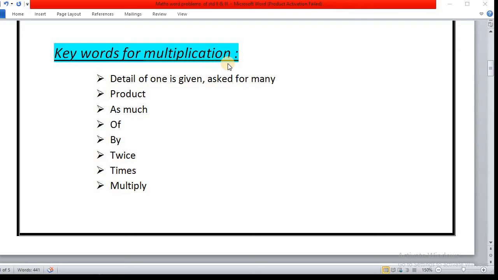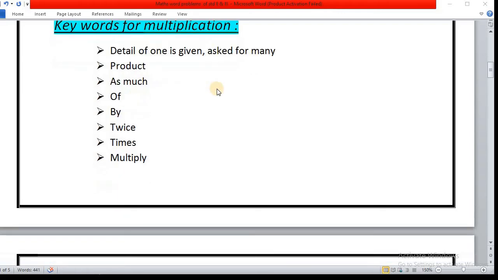Keywords for multiplication. Detail of one is given, asked for many. When detail of one is given and you have been asked to find the value of others. Product, as much, of, by, twice, times, multiply. These are the keywords which will help you to solve word problems in multiplication. Let's see some examples.